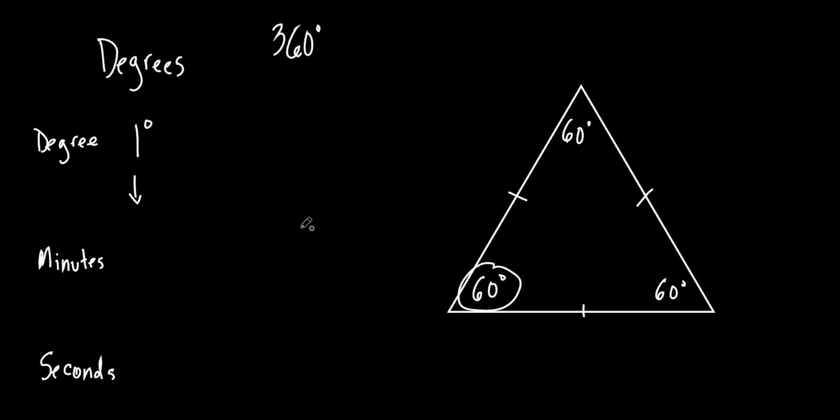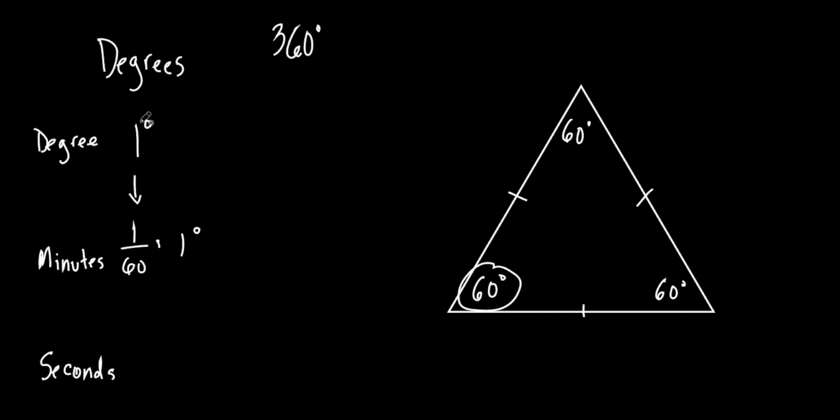Okay, if you look at latitude and longitude, a lot of times they'll do things in degrees, but when they want to get more specific than just a degree, instead of just a decimal point, what they're going to do is change it to minutes and seconds. So a minute is 1/60th of a degree. So 1/60th of 1 degree.